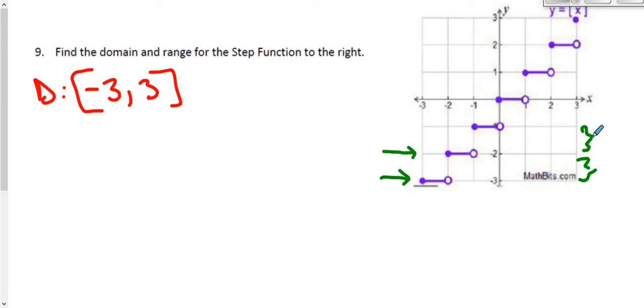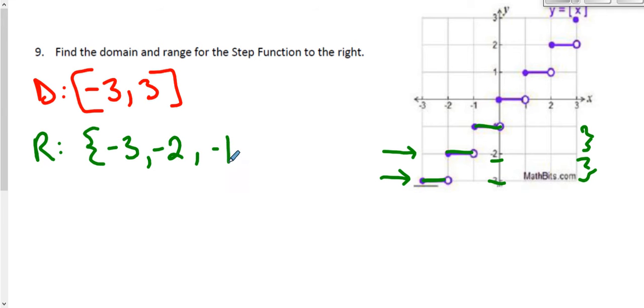So it looks like instead of having an interval, this is going to be a list of y values that I can get to. So for my range, I'm going to have a list. I can get to the number -3. And then I skip everything between that and the next value I can get to, -2. I skip everything until I get to -1. Then I can hit 0, then I can hit 1, then I can hit 2, and right here at this one dot, I can hit the number 3. And that's it for my y values. I don't have anything in between there. So my y values for this step function are just a list.